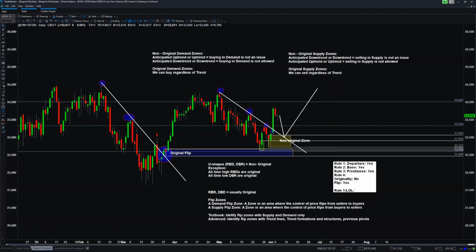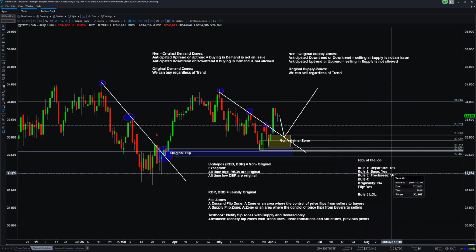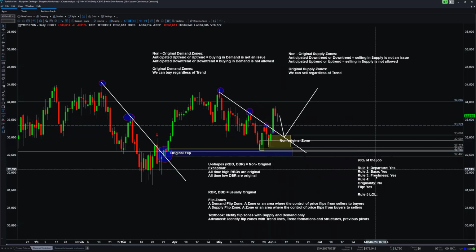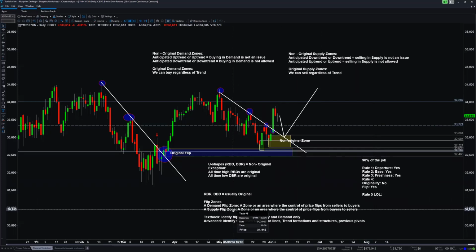And as we're covering then those 5 rules, you have, I would say, 90% of the job would be done, right? 90% of the job, if not even more, the most important things would be done, because we've already done so much, right? We looked at the leg out, we looked at the base, we looked at freshness, how many unfilled orders are left, we looked at originality, and we looked at flip. So now in line with that, we're going to look for level on top of level.